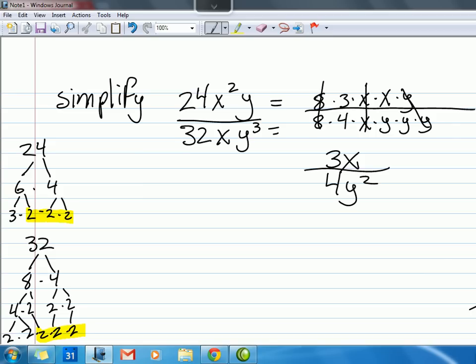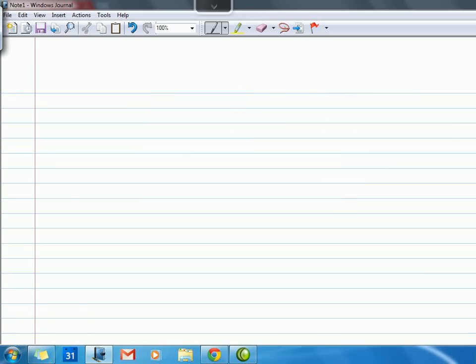I know that this can get a little tricky, so let's do one more just so we can really hammer this in. Say we do 35x cubed y z to the 6th. Let's make it a little bit more complicated. And then we're going to do 56x to the 5th y z.